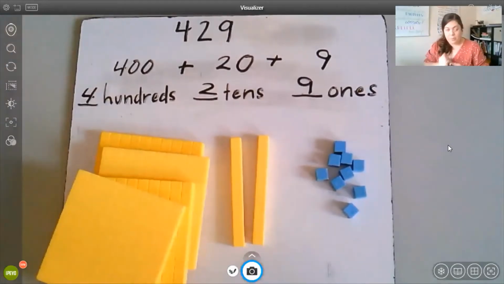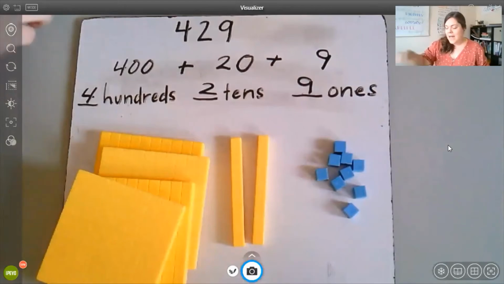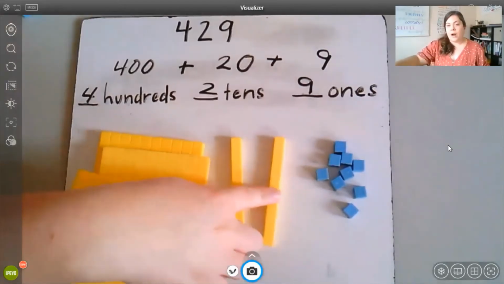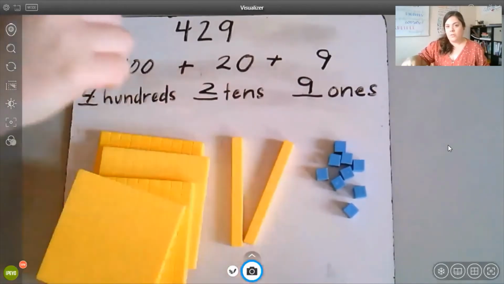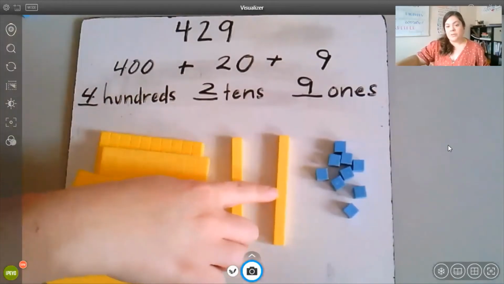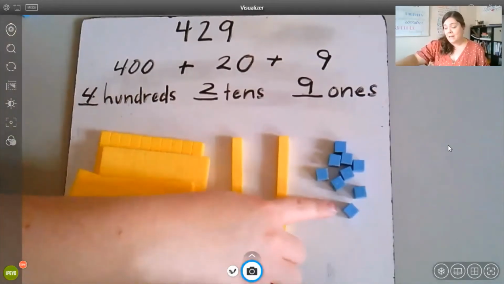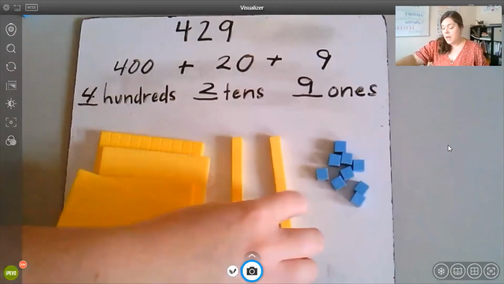Just like we did with our previous number, I can represent this in a different way. And one of those ways I can do that is by making a trade, okay? So I'm gonna stick to what I practiced last time, and I'm gonna swap out one of my rods for some ones. And I know that each of these rods represents 10 of my blue ones blocks.